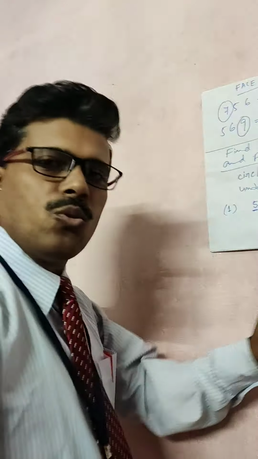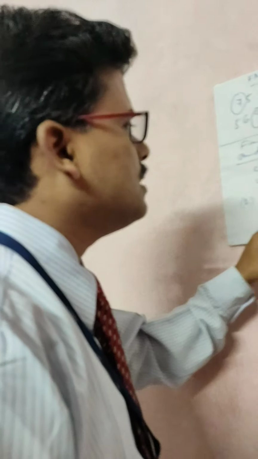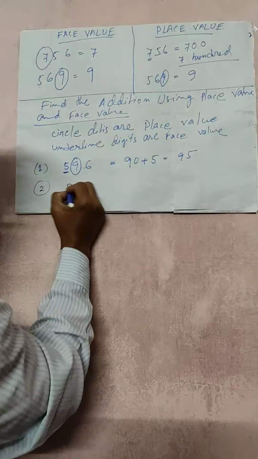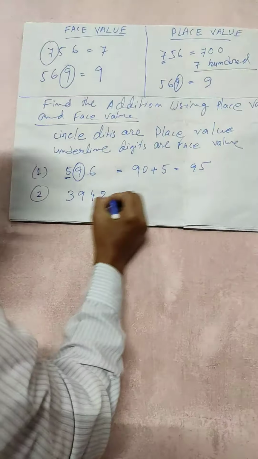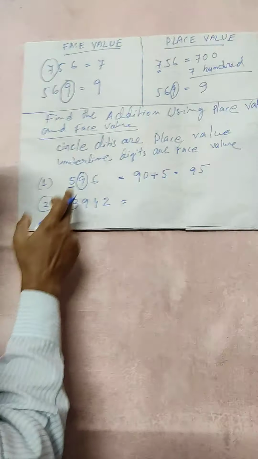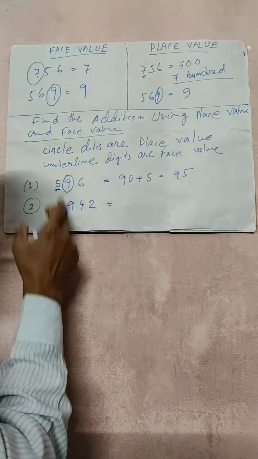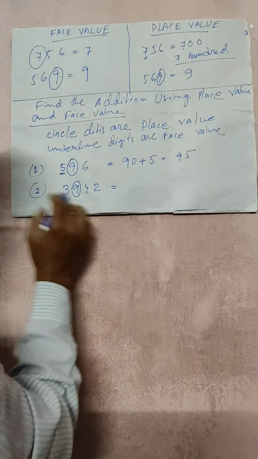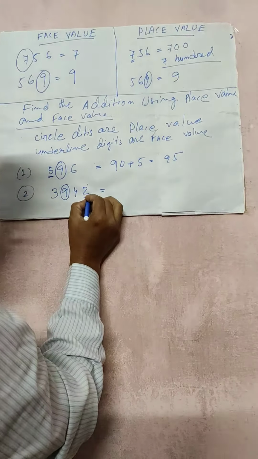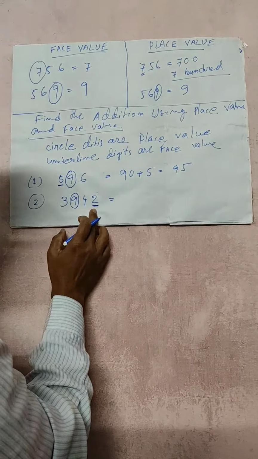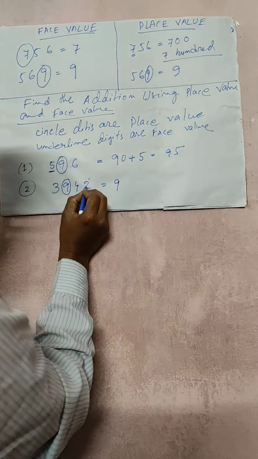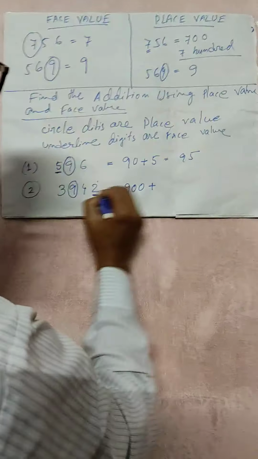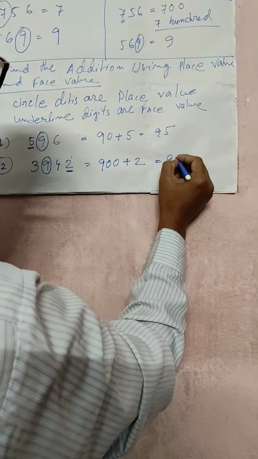So I can make this type of question at the time of exam, where I make you circle the digits and underline the face value. Again, look at the page: 3942, now a 4 digit number, 3000, I have given the 1000 place also. I am marking the first one as place value, and number 2 I am underlining, that means it is face value. So 9 is in the 1, 10, 100 place, that means 900, plus 2, because it is a face value, so 902.